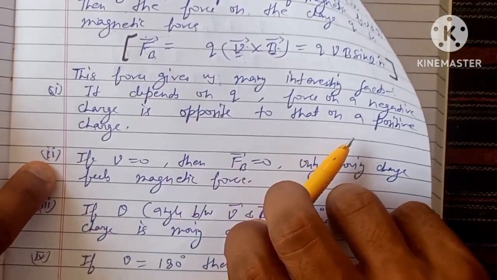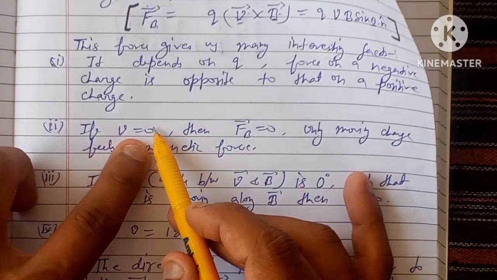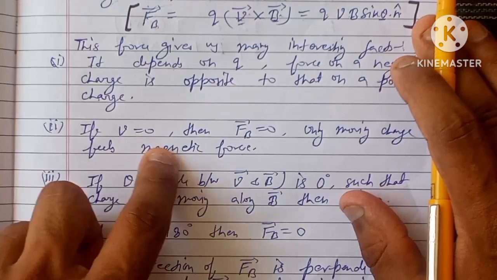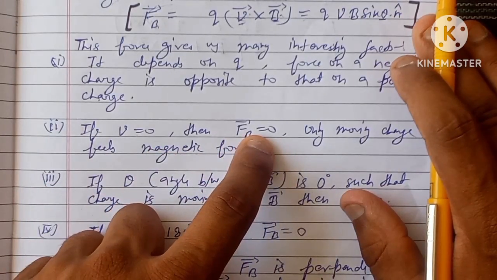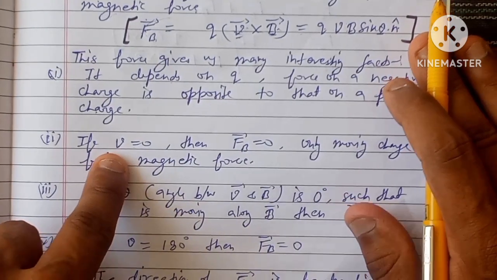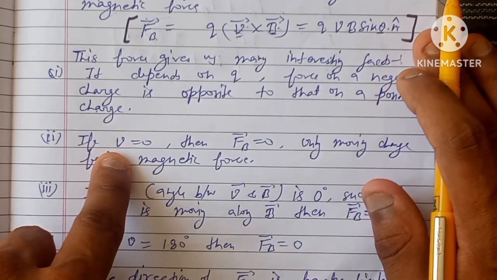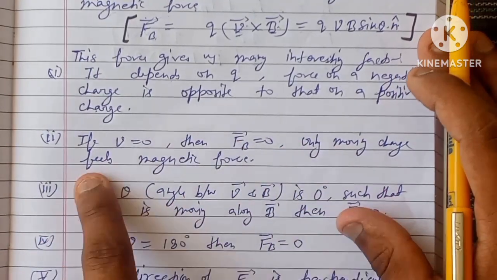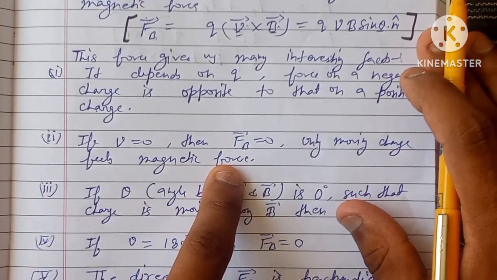Second conclusion is that if V is 0, meaning the charge is at rest, that is a static charge, then F_B will be 0. I have already told you that if the charge is not moving, if the charge is stationary, then the magnetic field will not exert any force on this charge. Only moving charges feel magnetic force. That is a very important point.